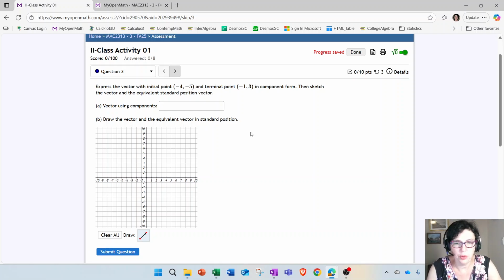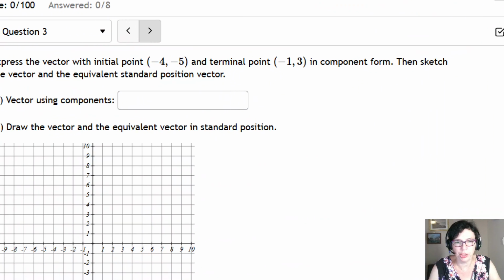Okay, guys, in this video, we're going to continue to talk about how to figure out the components of a vector and also how to find a vector that has the same length and same direction, but starts at the origin. It's called an equivalent standard position vector. The first thing we do is figure out the components of the new vector.